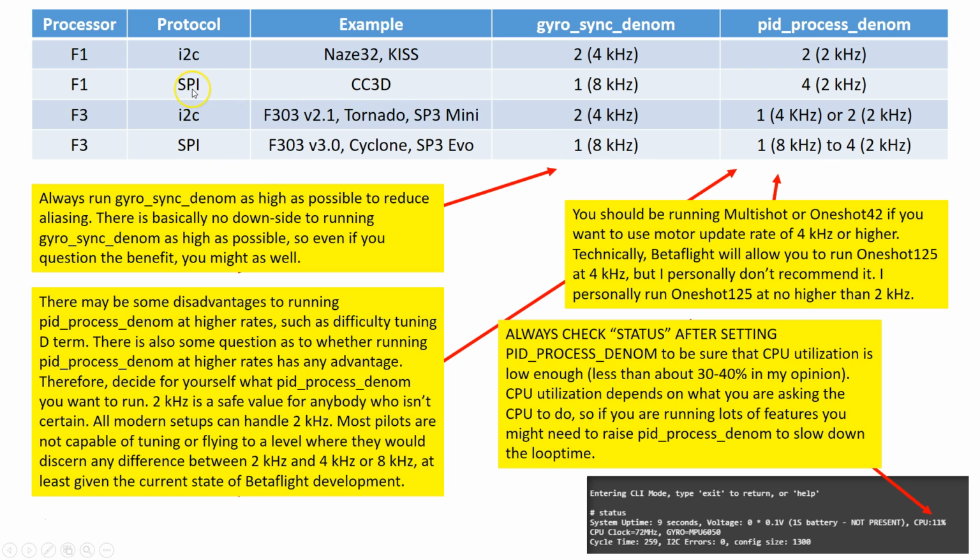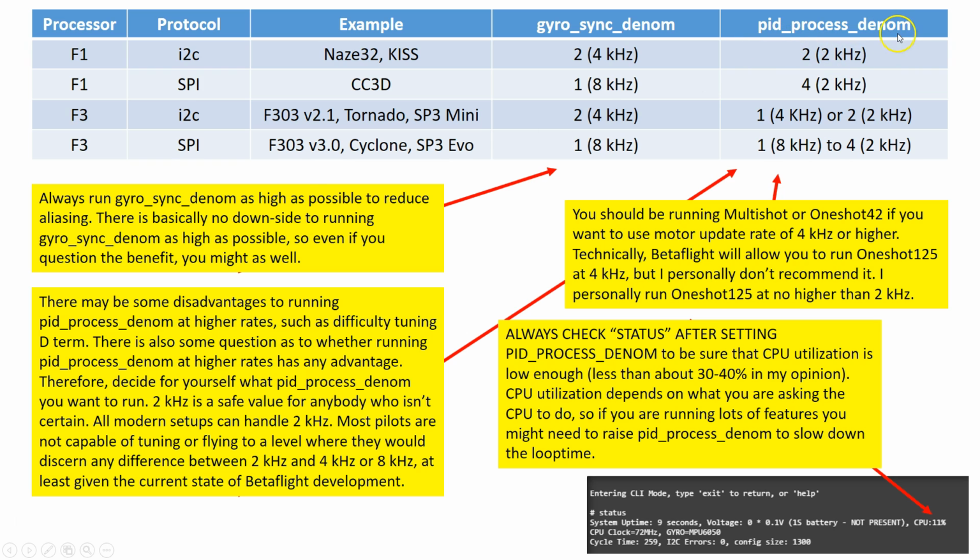So essentially, if you've got an SPI, then you run at 8 kilohertz, and if you've got an I2C, then you run at 4 kilohertz, and that's just that. There is no downside to running this as fast as possible. So even if you don't think there's a benefit to running it this fast, you might as well. There's no downside at all. Okay, so if there is a benefit, you take advantage of it. If there's not a benefit, there's no downside, just do it.